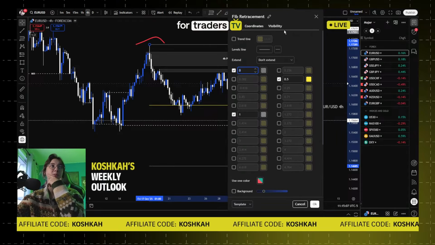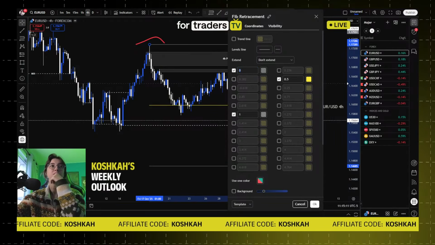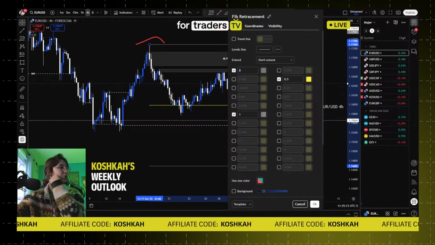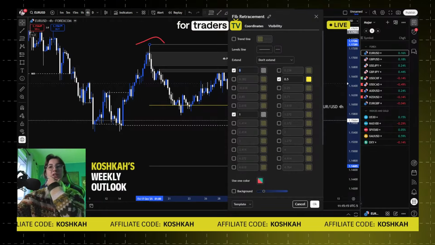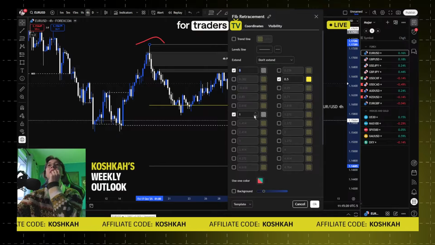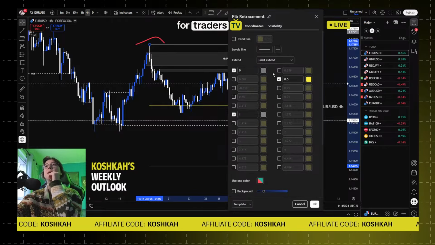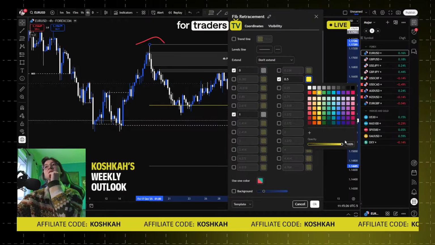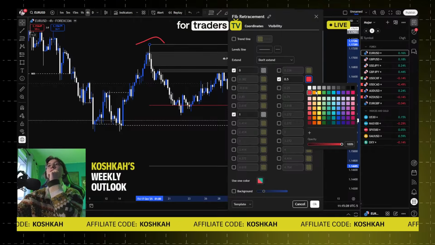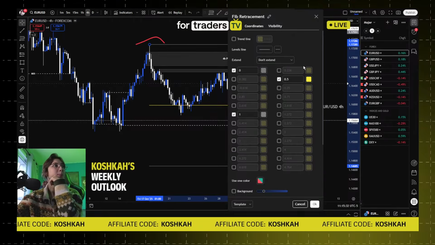This is my fib settings, guys. So if you want the fib settings, they're all there. So yeah, that's perfect. So I just have the 0, the 0.5, and the 1. Honestly, this is white and it's like half opacity, and this is yellow and it's full opacity. The colors, you can change them, doesn't really matter.